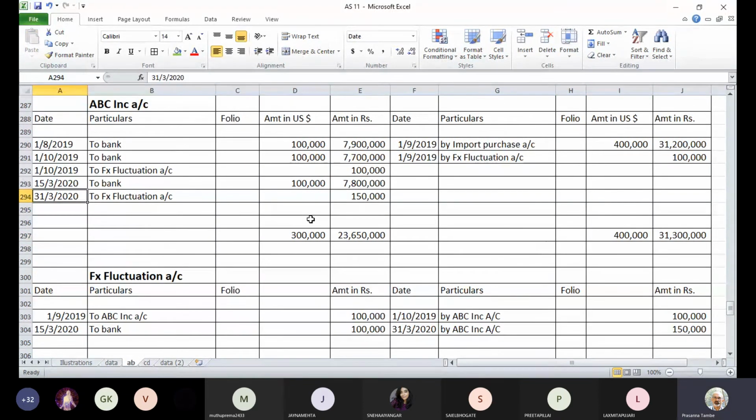So 31st March 2020, this is a credited account. So to balance, carried down. US dollar based outstanding, as you can see, is $1 lakh. And rupee based outstanding, we'll have to find out the difference. The difference is 76 lakhs 50,000. The balancing figures at the end of the year.